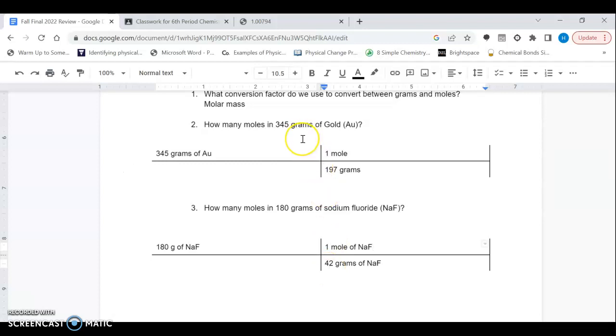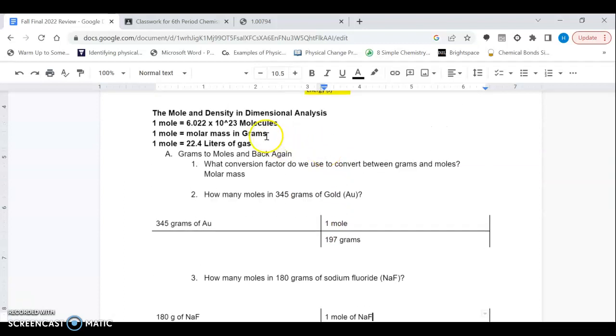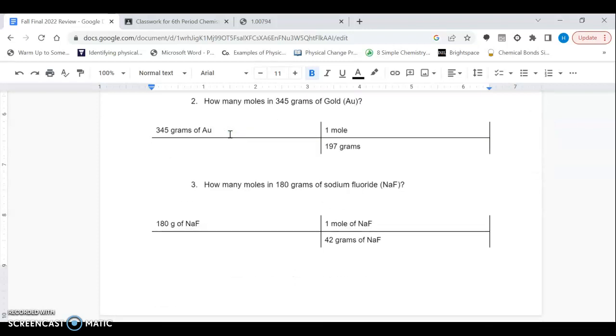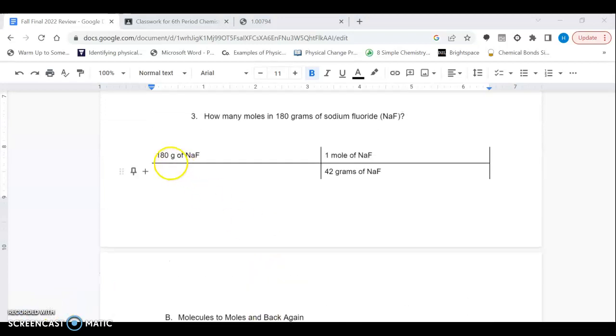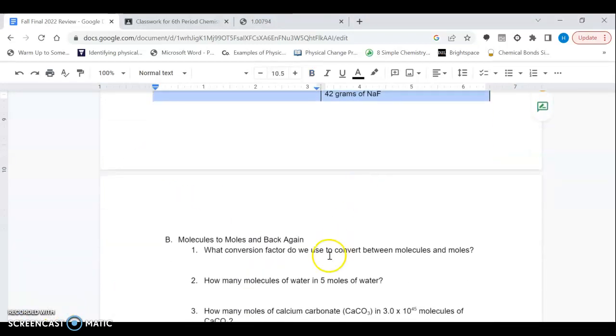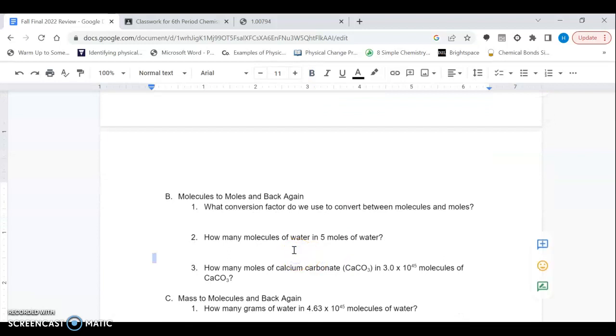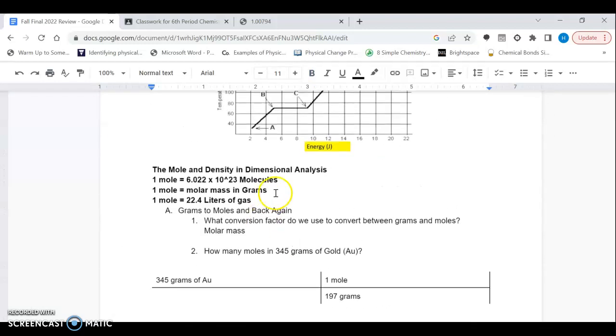All these problems that are just going moles to grams are one-step dimensional analysis problems, and we're using this conversion factor, and it just requires that we know how to find molar mass. So that's the part that is hard for folks. If we move on and look at molecules to moles and back again, these are also one-step dimensional analysis problems, and we are still using the same conversion factors as before, these three. Okay, we're going moles to molecules. Which one are we going to be using? We're going to be using this one up here at the top, right? Because this has the unit of molecules, so this is the one that we want to be using.